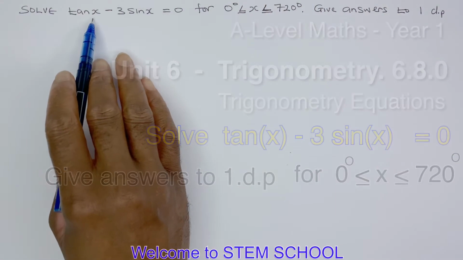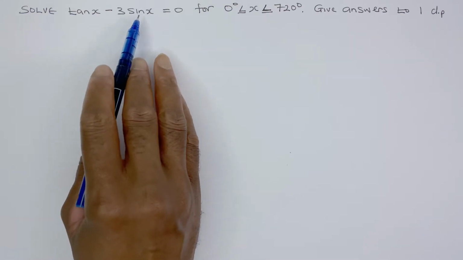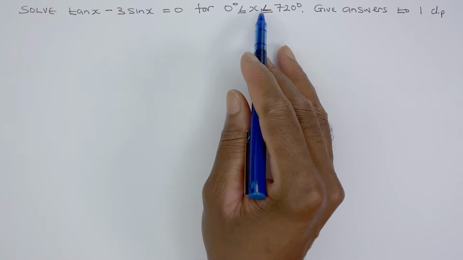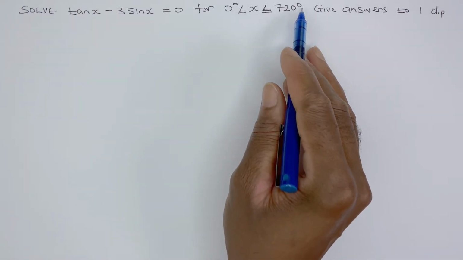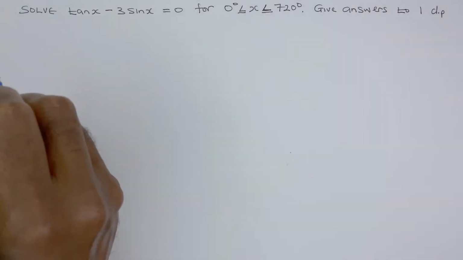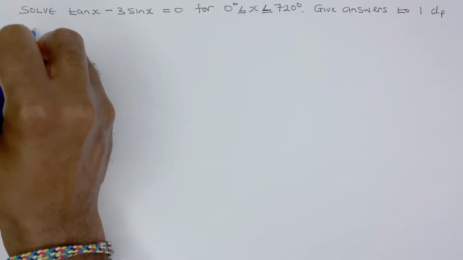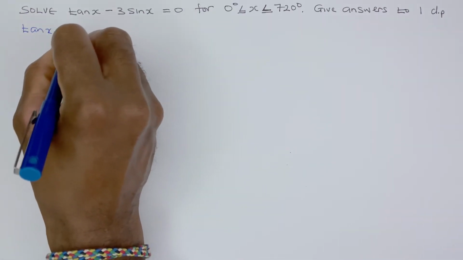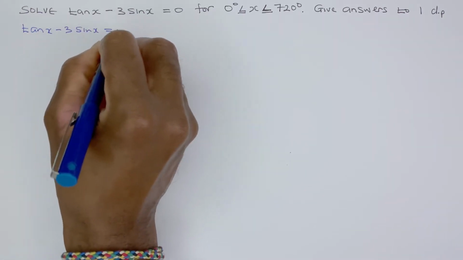Solve tan x minus 3 sin x equal to 0 for 0 degrees less than or equal to x less than or equal to 720 degrees. Give answers to one decimal place. Tan x minus 3 sin x equal to 0.